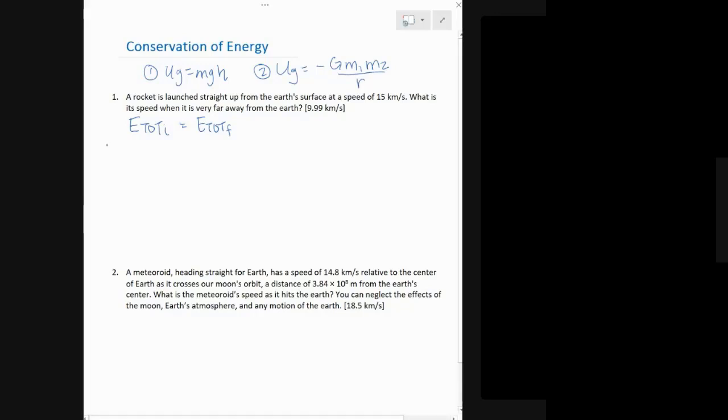So I'm going to put in the two types of energy here, EK initial plus UG initial. I'm not even going to put elastic at all. There's no spring in the question at all, so I can leave that out. EK final plus UG final. And let's start putting in equations. So I have EK is 1/2 mv initial squared. UG is minus, so don't forget that there's a minus sign here.